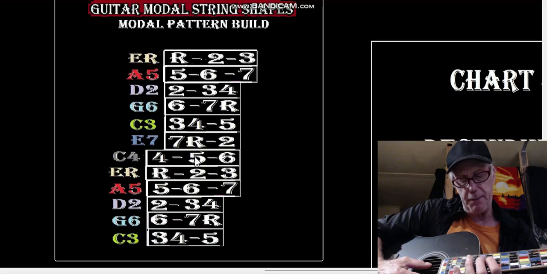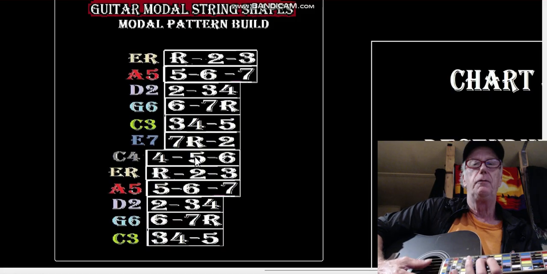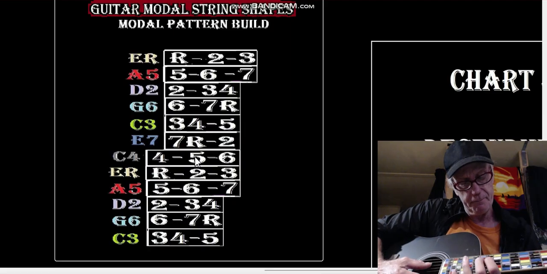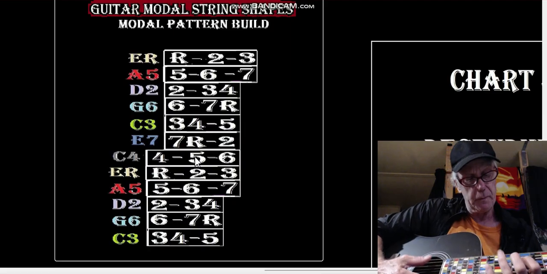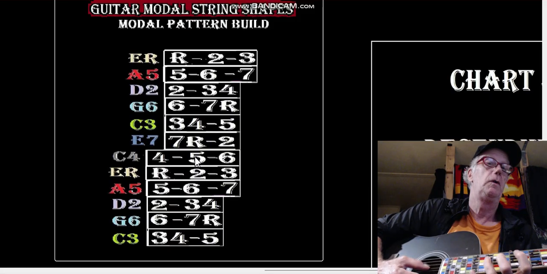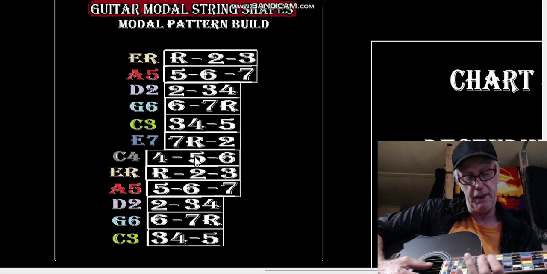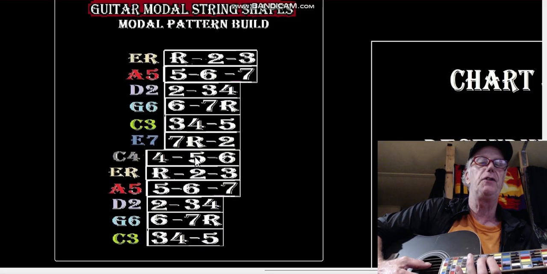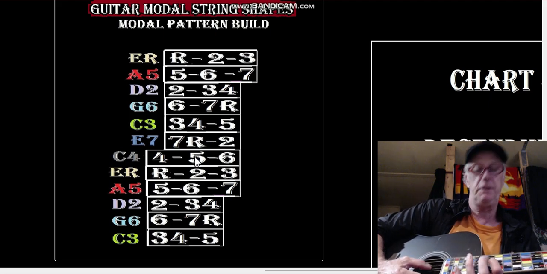E string shape. Fourth of E is A string shape. Long. 5, 6, 7. And then E string shape is fifth. Fifth of A string shape is E.